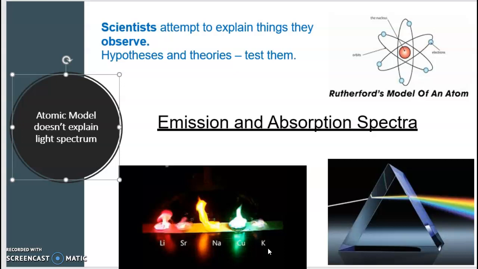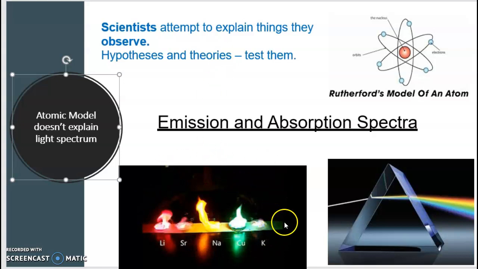People started to say something is missing from the model of the atom because it doesn't explain everything that we observe about materials. And what do scientists do? Scientists attempt to explain things that they observe. Once they've observed something, they try and come up with a hypothesis and theories about what they're observing, and then they go and set about seeing if they can test them and verify if they are legitimate or not.